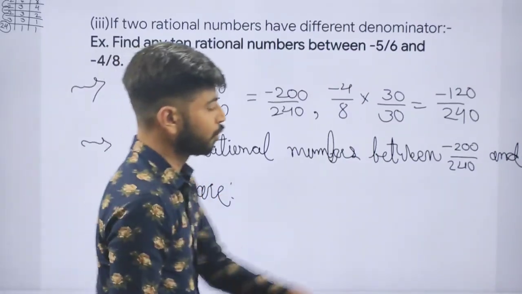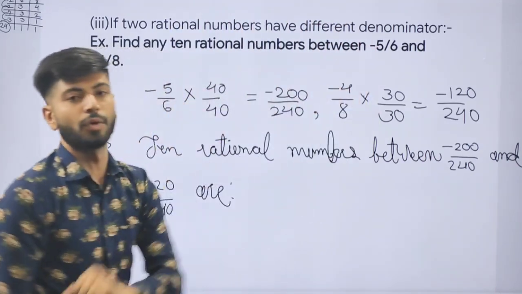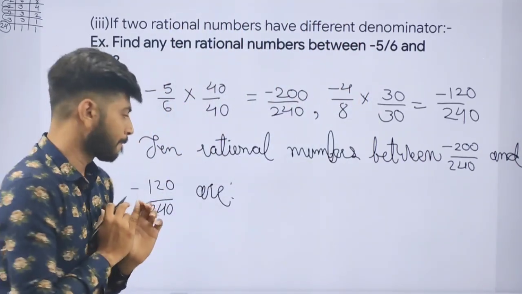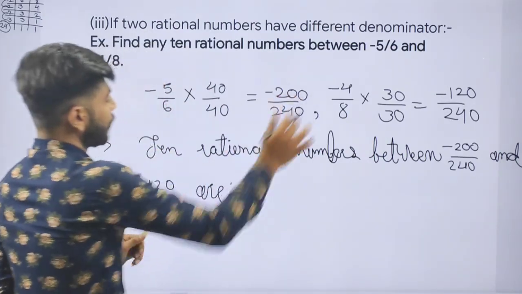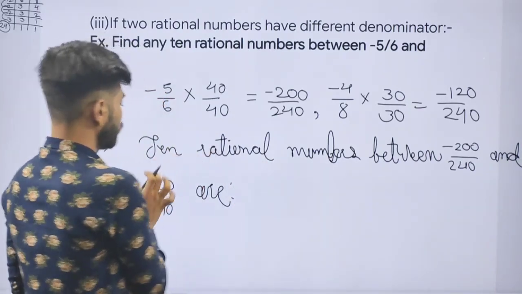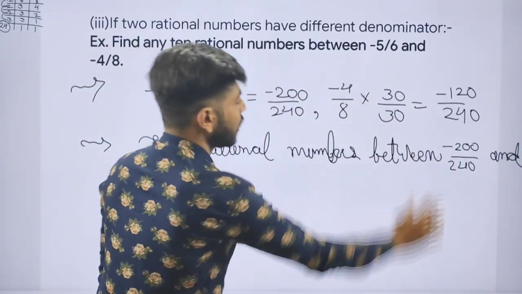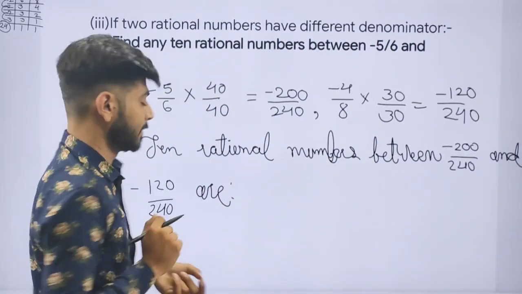As I have told you, these two numbers have the same value as minus 5 upon 6 and minus 4 upon 8. Okay. So, what will we write? We will write any 10 rational numbers. You can take any 10 rational numbers, but they should be between minus 120 and minus 200, and you have to keep the denominator as it is.